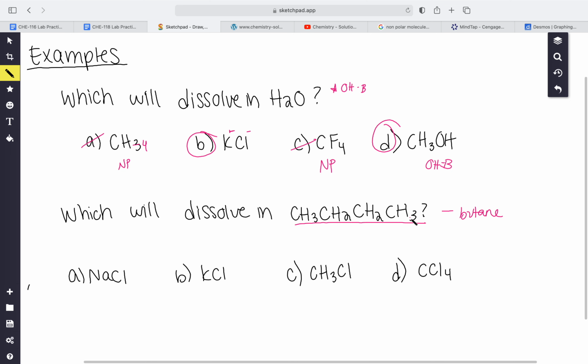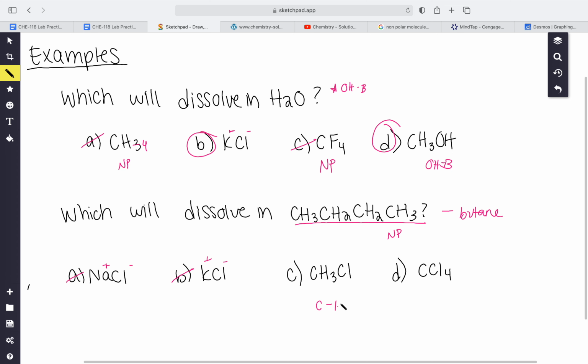Okay, now which one will dissolve in our butane here? I'm going to say this is nonpolar. So let's take a look and see what here is nonpolar. The first one is ionic. We know that this is going to form a positive and this is going to form a negative when it dissolves, so that's no. We just did this one, positive and negative. Those are ionic, so no.